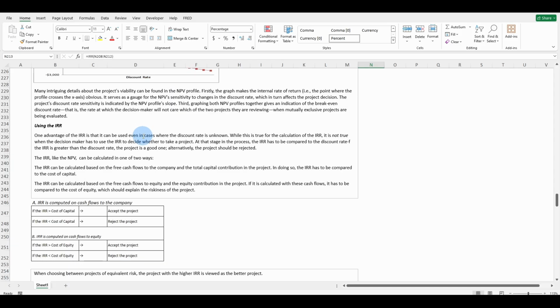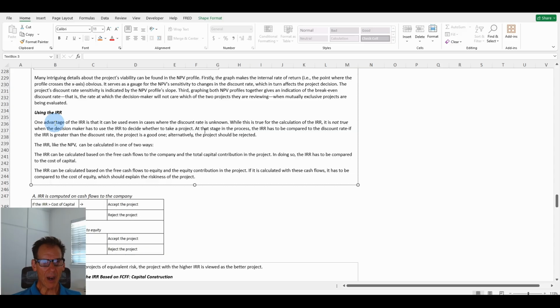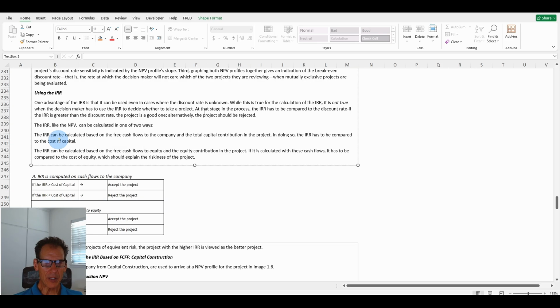Using the internal rate of return, one advantage of the IRR is that it can be used even in cases where the discount rate is unknown. While this is true for the calculation of the IRR, it is not true when the decision maker has to use the IRR to decide whether to take a project. At that stage in the process, the IRR has to be compared to the discount rate. If the IRR is greater than the discount rate, the project is good. If it's less than the discount rate, the project is bad.